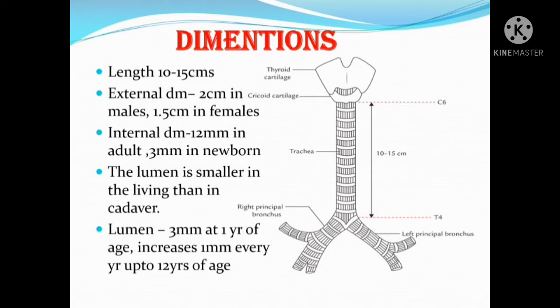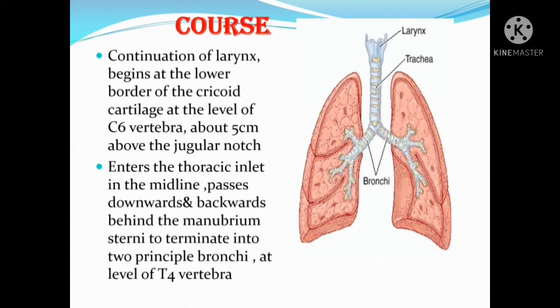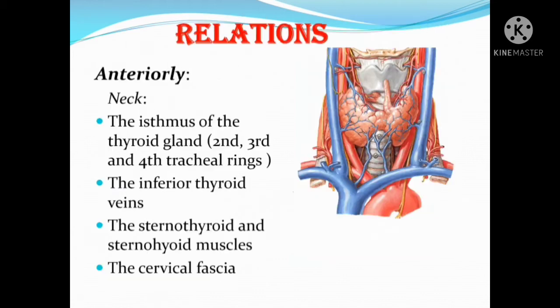The trachea, a continuation of the larynx, begins at the lower border of the cricoid cartilage at the level of the C6 vertebra, about 5 cm above the jugular notch. It enters the thoracic inlet in the midline, passes downwards and backwards behind the manubrium sterni to terminate into the two principal bronchi at the level of the T4 vertebra.